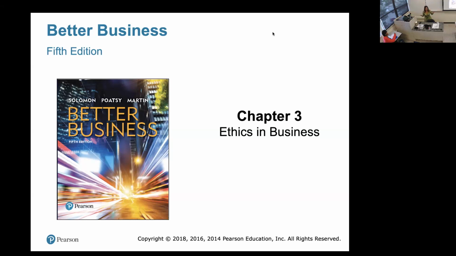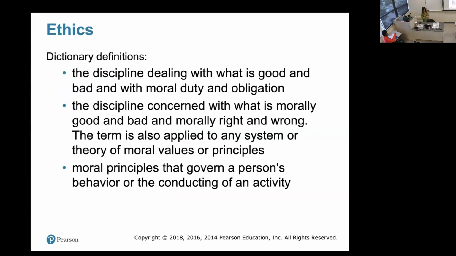Give me one thing that you should do or not do to be an ethical student, to apply ethics while you're in college. Yes, many. Don't cheat, that's right. For example, one of them, right? Anyway, so let's look at the textbook definition, or the dictionary definition in this case.